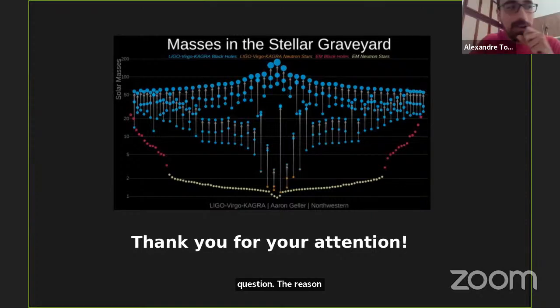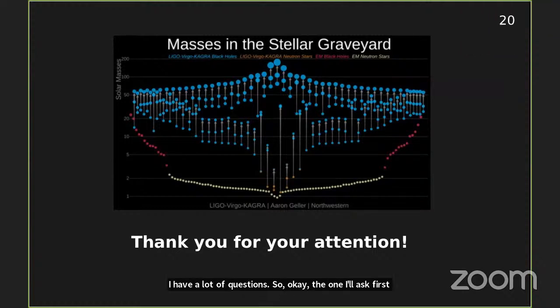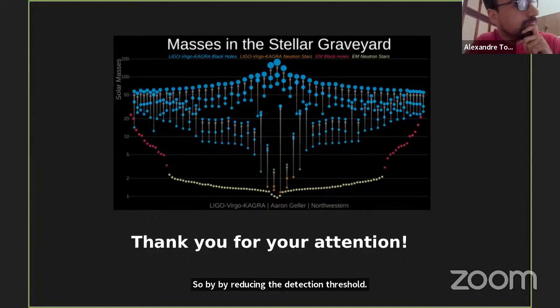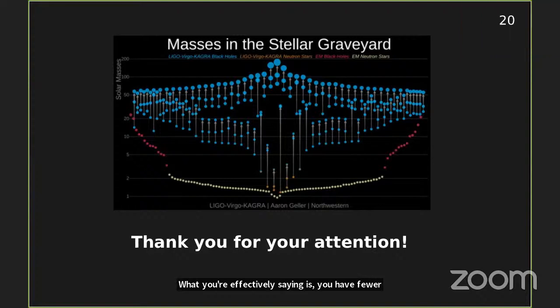So okay, the one I'll ask first is, by reducing the detection threshold, what you're effectively saying is you have fewer degrees of freedom in the search.